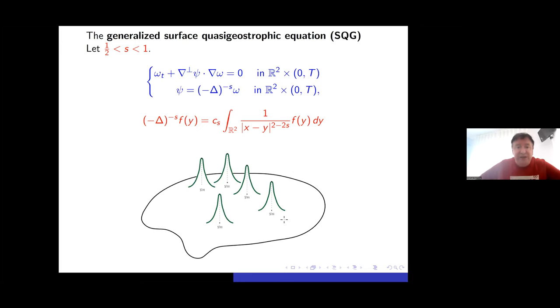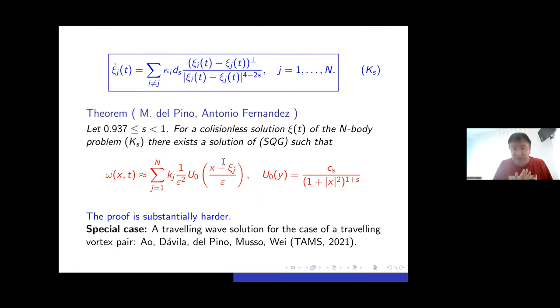Okay, let me mention some related results that we have been lately working on. One corresponds to the generalized surface quasi-geostrophic equation, which is a problem very similar to the original Euler, okay? However, here, instead of the inverse Laplacian, we use the inverse of the fractional Laplacian, given by the convolution with the corresponding fundamental solution of the fractional Laplacian, which is this. And then I can ask the same question: can we find solutions with vorticities highly concentrated around a finite number of points? The answer is yes, but under some conditions.